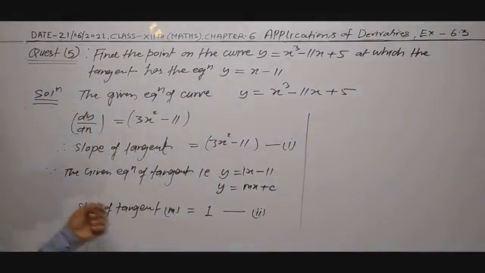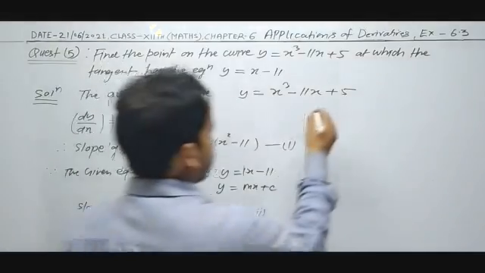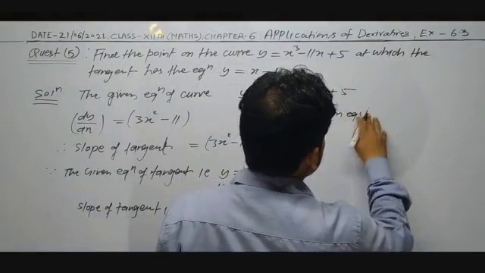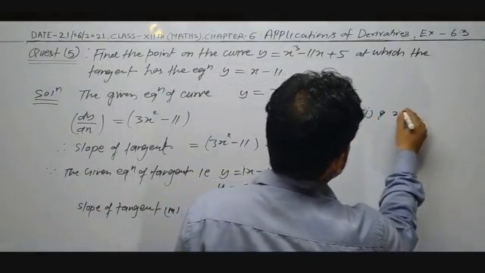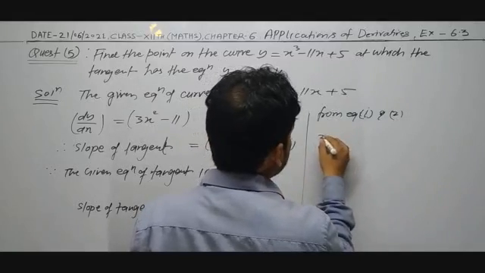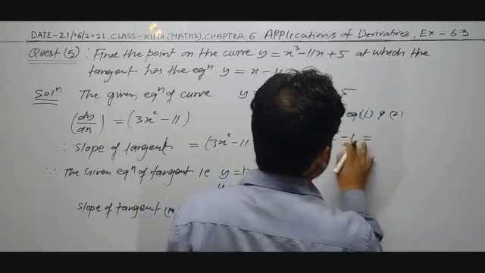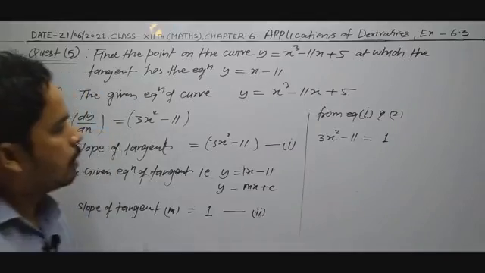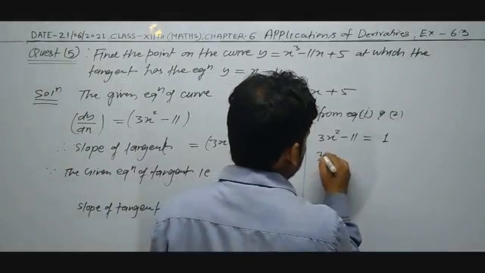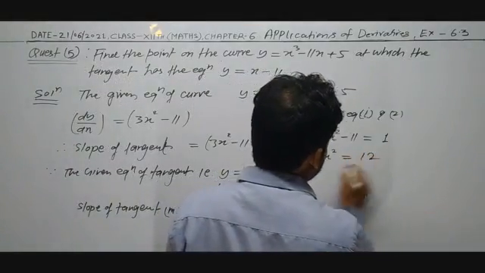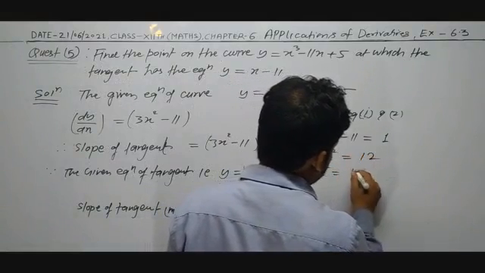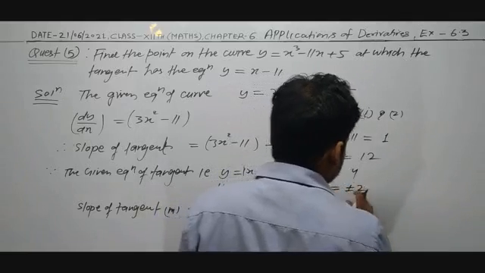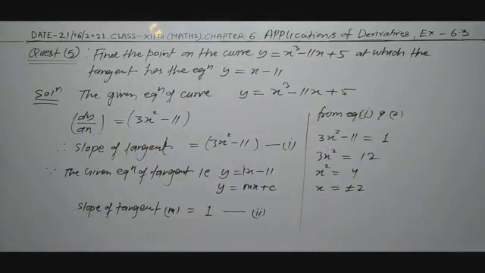So from equation 1 and 2, 3x square minus 11 will be equal to 1. And after solving you can get the result 3x square is equal to 12. This implies x square is equal to 4, and x is equal to plus minus 2. There are two possible values of x.